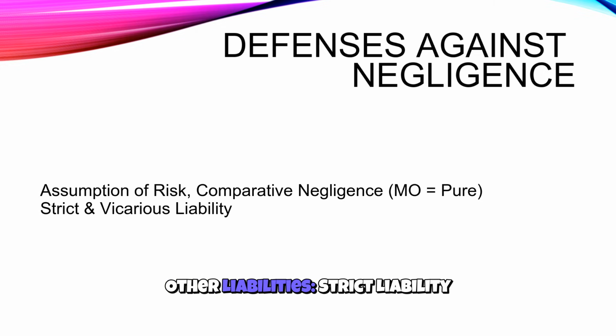Other liabilities. Strict liability applies to inherently dangerous products or activities. Vicarious liability is when one person is held liable for the actions of another, like an employer being liable for an employee's on-the-job negligence.